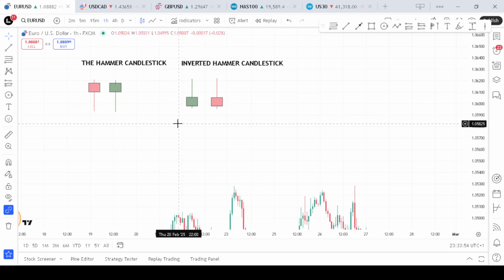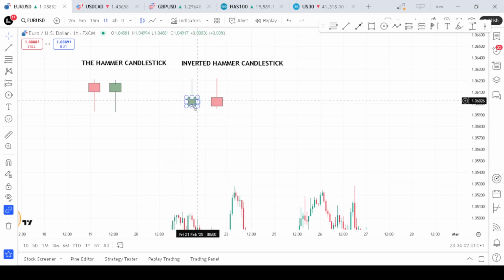This pattern looks like an upside down T, as you can see from my screen. It features a small body at the bottom of the price range with a long upper shadow. As we can see, it has a long upper shadow that is at least twice the body of the candle, and it typically has little or no lower shadow, as we can see from the examples over here.